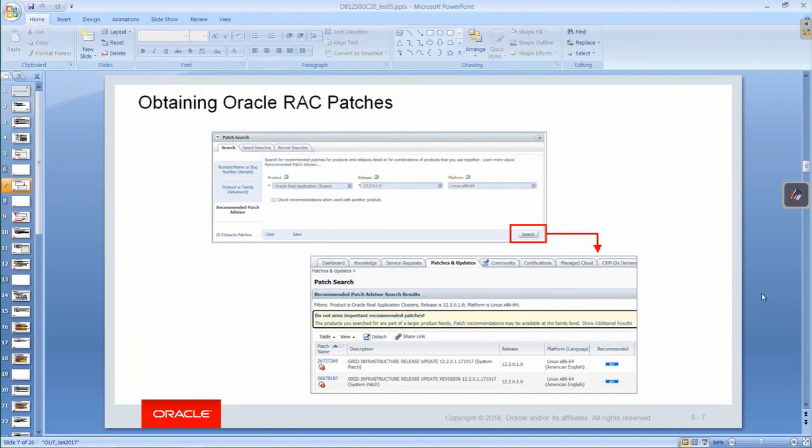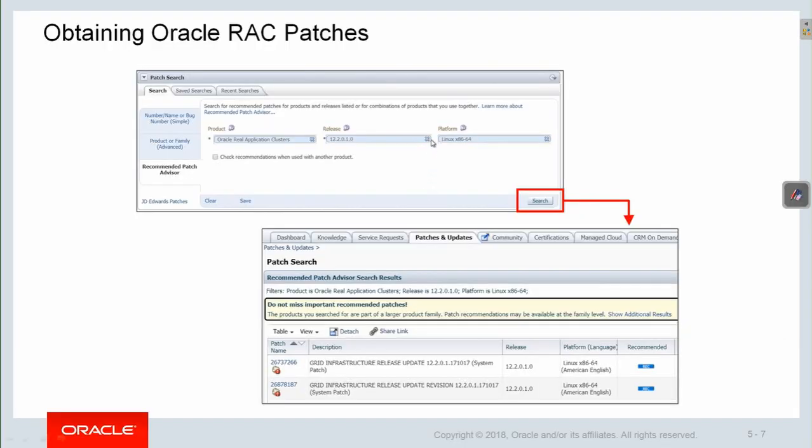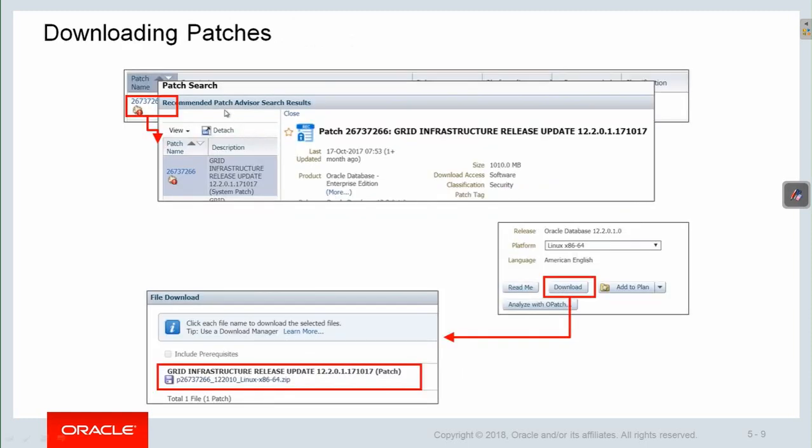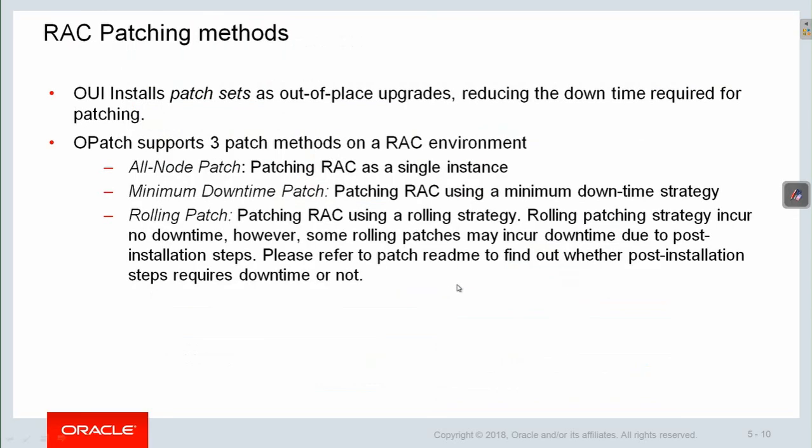So let's come back. Once you have found the patches you need, you can download them to a local file system or NFS file system to make them available to all members of a cluster. And once you have downloaded the patch set and patches, how do you install those patches?